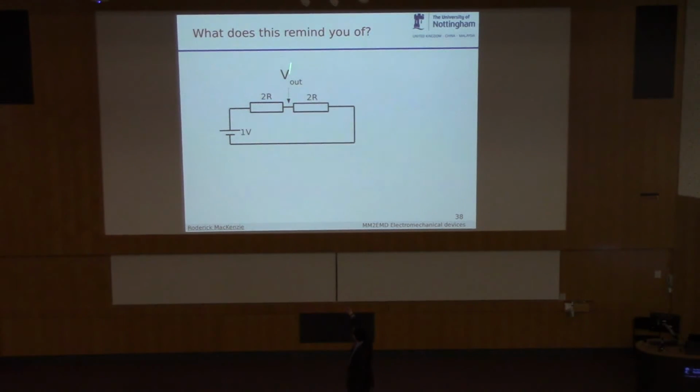So what will V out be? Can we do that in our head? What will V out be? 2 resistors, same value, and a battery. What's the value in the middle going to be? Anybody? Maybe you in the jumper who's talking.